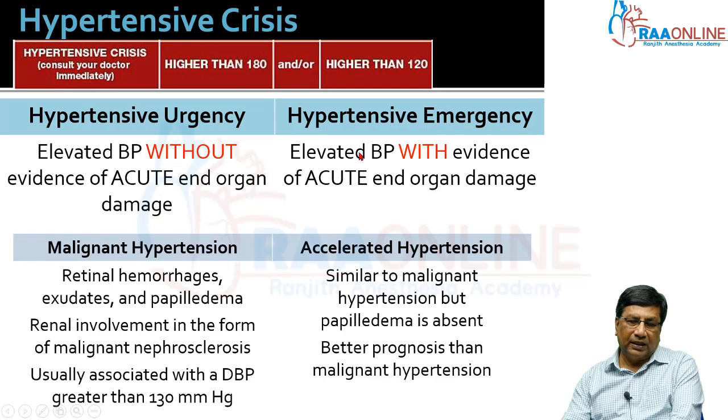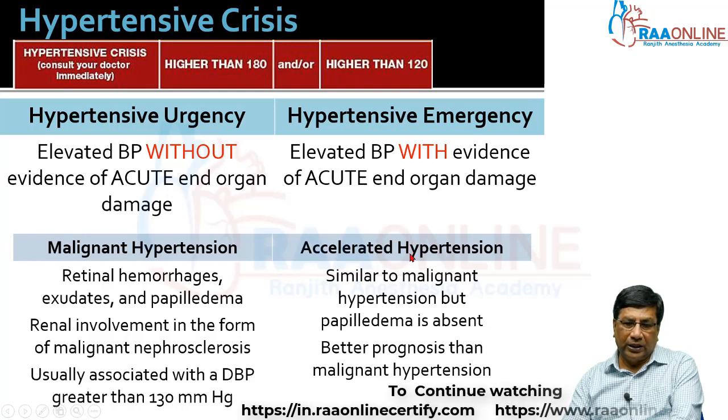Hypertensive emergency is the one where you have systolic blood pressure more than 180 and diastolic blood pressure more than 120 with acute clinical end organ damage and clinical presentation. So, the patient with 180/120 presenting with acute pulmonary edema or ischemic stroke or acute kidney injury or papilledema will come under hypertensive emergency.